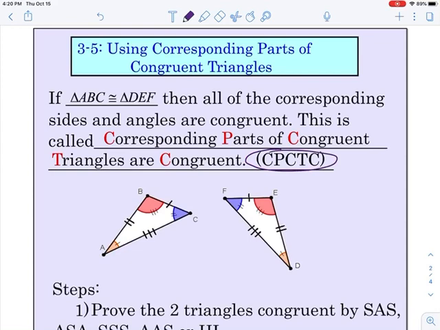So really all it's going to do is add one more step onto the proofs that we've been already doing. And again, from the picture, you can see this side corresponds to this side. 2 hash marks corresponds to 2 hash marks. 3 hash marks corresponds to 3 hash marks. And the same thing with the angles.